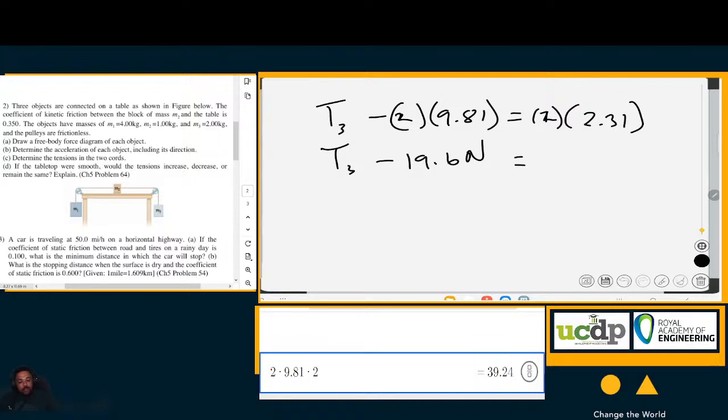This is the acceleration of the whole system, or rather of block M3. 2 times 2.3, that's 4.62 newtons. And if we add those two, that's 6, it should be around 24.2 newtons. So T3, ladies and gentlemen, is around 24.6 newtons. Okay?